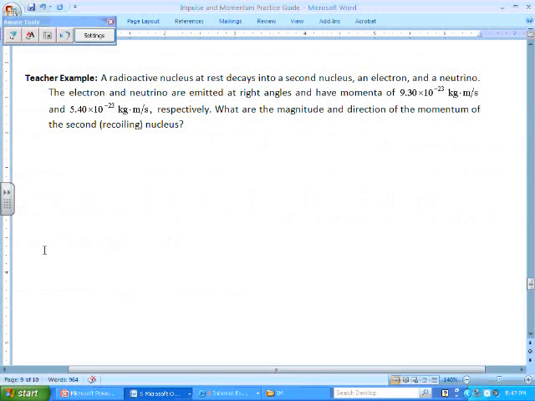So, let's do a before and after picture. Now in the before picture, everything's together, right? One big happy club, one big happy family. And afterwards, they're going to break apart. And it says that an electron is emitted at a right angle from a neutrino. So let's draw the electron in blue this way.